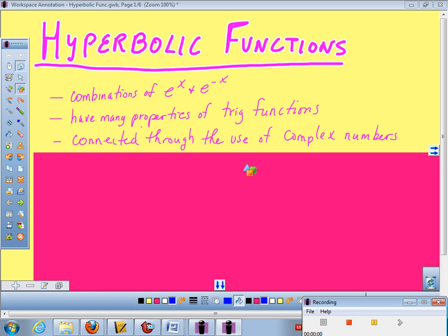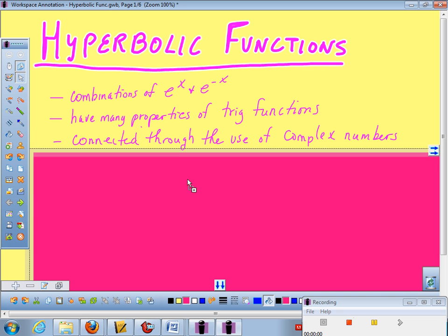As you can see, we're going to talk about hyperbolic functions. Not a topic we see a whole lot of. For our potential engineers out there, particularly civil engineers, you're going to see more hyperbolic functions than other people. I've listed here the general properties of hyperbolic functions. They tend to be combinations of e to the x and e to the negative x, but they also have many properties of trig functions. And I'm going to show you here what I mean by those two connections.